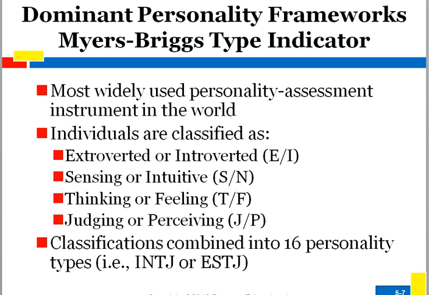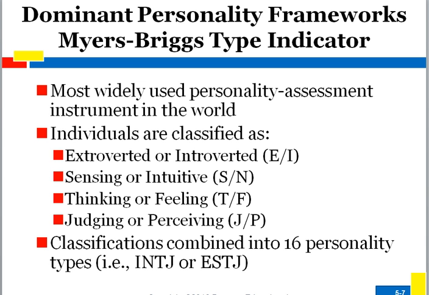Okay, so the MBTI, which is the Myers-Briggs Type Indicator. So this is a way of putting together a personality framework. The MBTI is the most widely used personality instrument in the world. Participants are classified within 4 scales to determine one of 16 possible personality types. These types are broken down into 4 dichotomies.